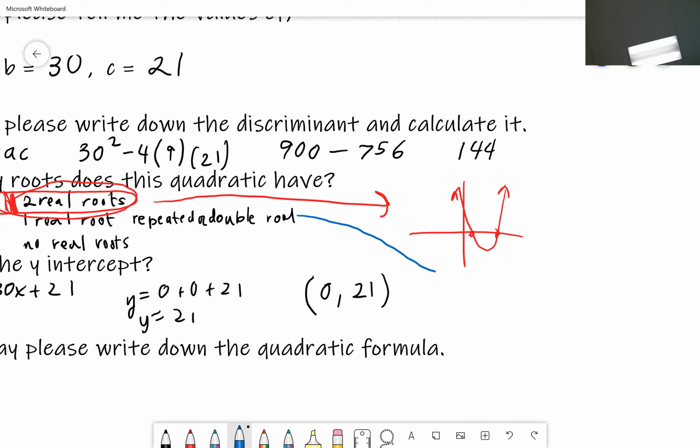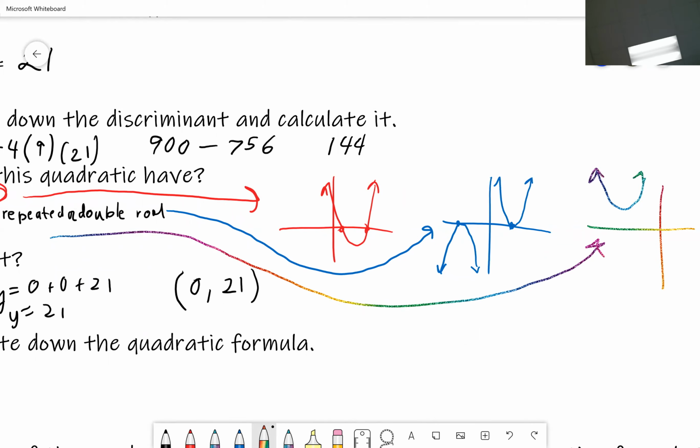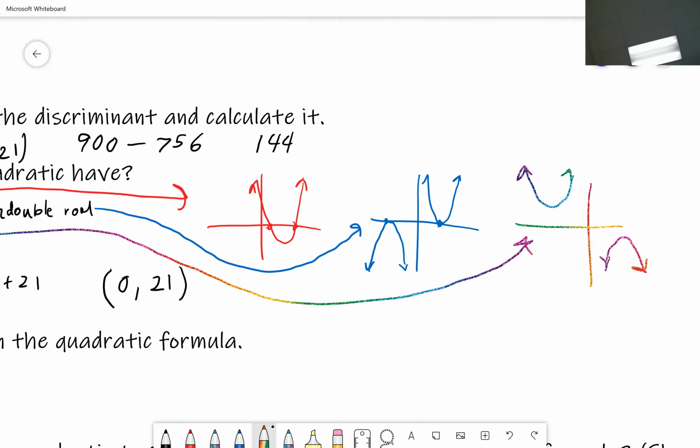If you have one real root, it's going to look like this. It's just going to go like this and touch one spot. It could be in the other direction too, and you know that that's determined by the a. If the a is negative, the constant in front of the x squared is negative, we have it pointing downward. So that's what a repeated root means. And the last one, the no real roots, how does that look? Well, that looks like this. It doesn't cross the x-axis at all. And that's helpful.